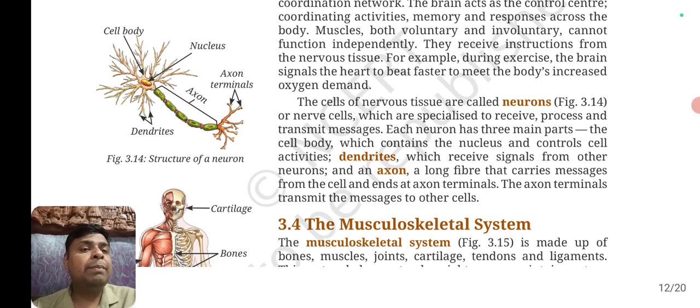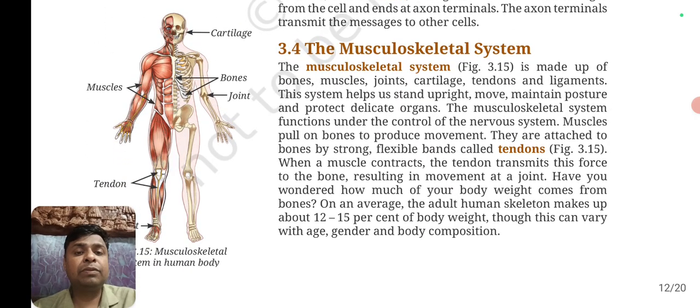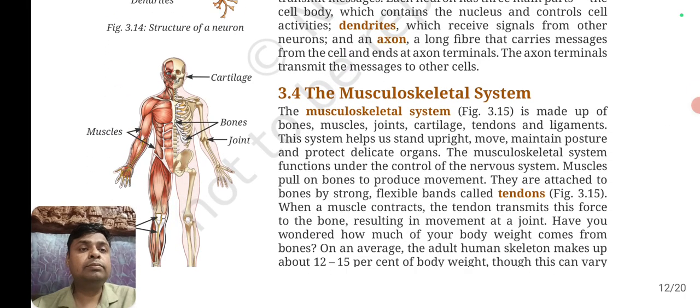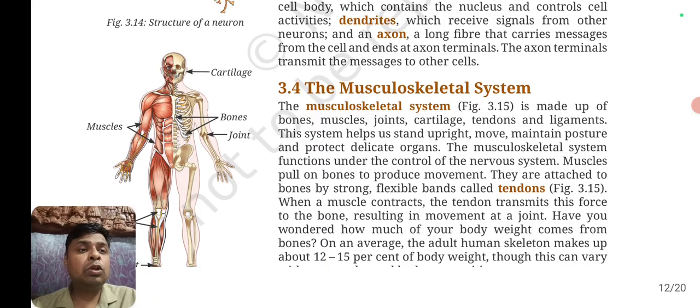So the three main parts are there. Cell body, which contains the nucleus and controls the cell activities. Dendrites, which receive signals from other neurons. And axon, which is a long fiber that carries the message from the cell and ends at the axon terminal. The axon terminal transmits the message to other cells. Remember, that is very important. This diagram can come in the exam, the structure of a neuron. Now let's go to the musculoskeletal system.